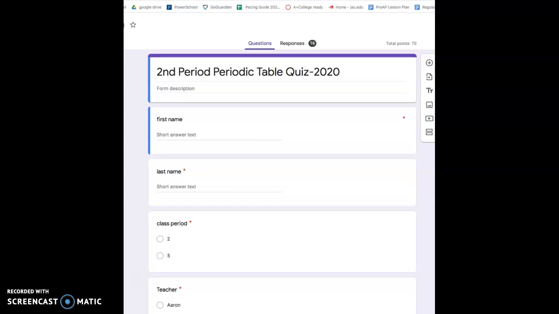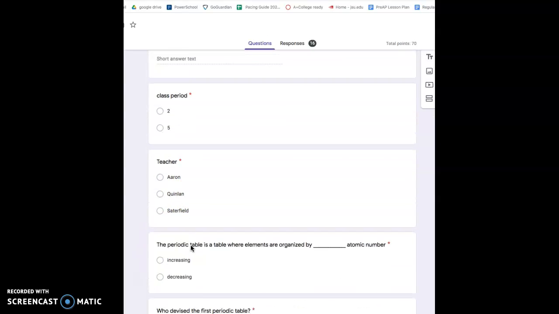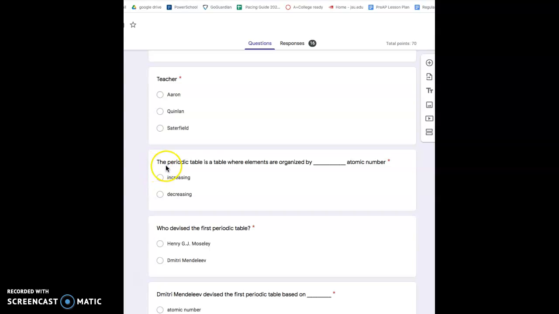Okay, this is your periodic table quiz. I'm going to go through and read it with you. So you're going to type your first name in here, type your last name here, select your class period. Are you second or are you fifth period? Select your teacher. Number 1 says, the periodic table is where elements are organized by blank atomic number.